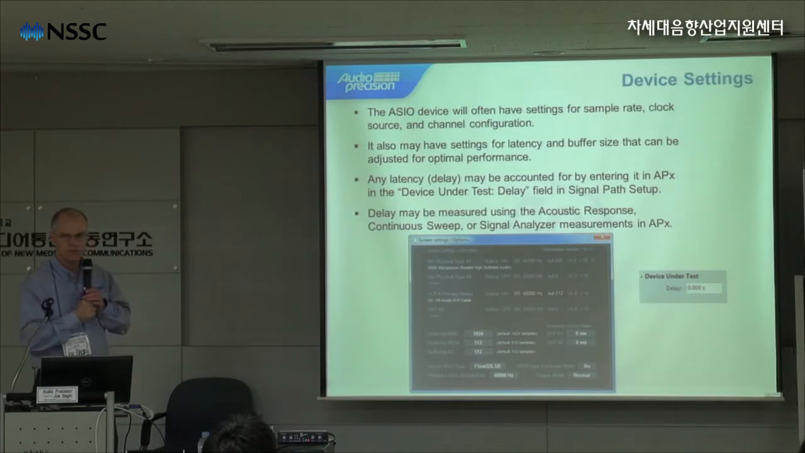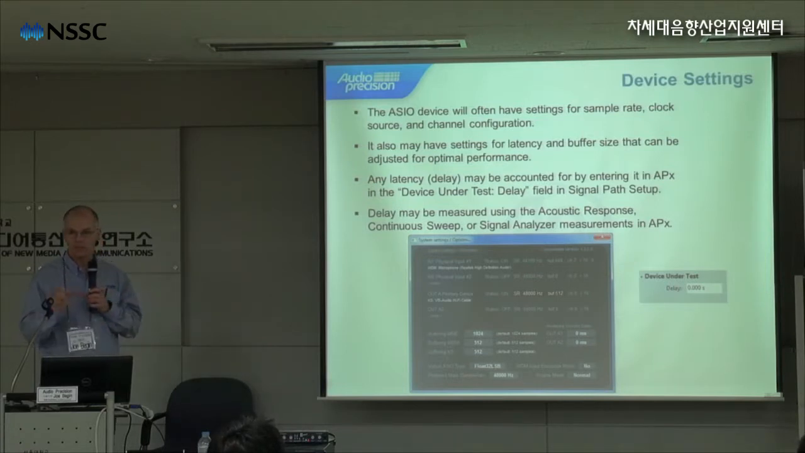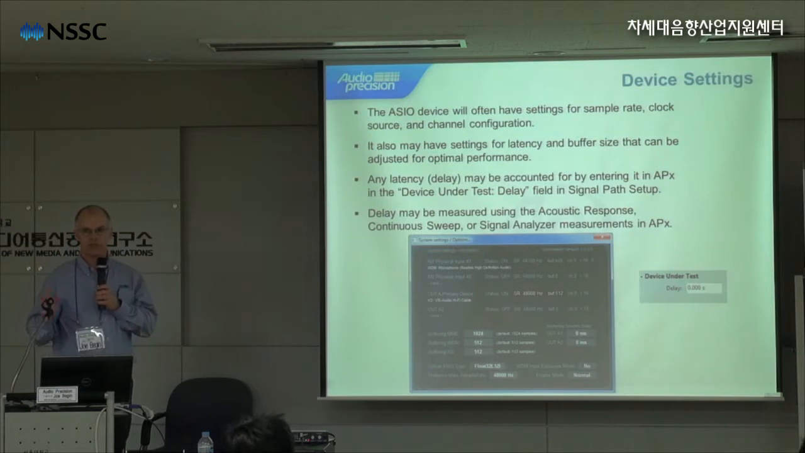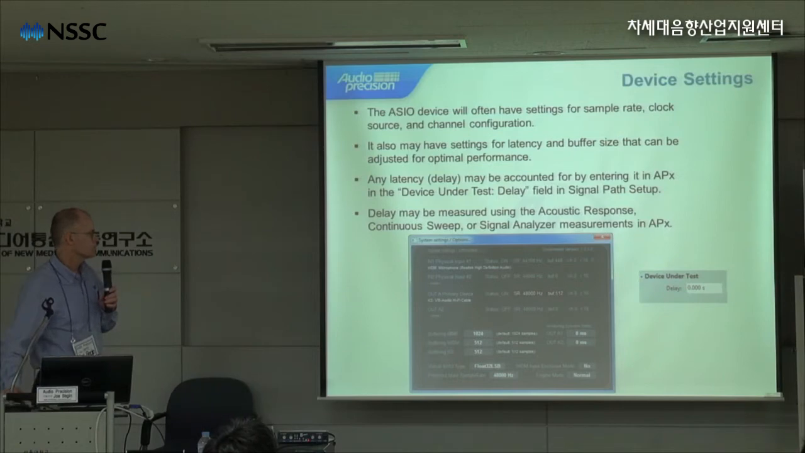Any latency in the device can be accounted for by entering it in the APX. There's a field inside this software called the device under test delay, which accounts for a delay between the input and output. So for example, if you generate a chirp and there's a delay of so many milliseconds in the device, you can insert a delay that will wait that long before acquiring the input signal to compensate for this delay. And we can measure the delay using measurements like acoustic response and continuous sweep.